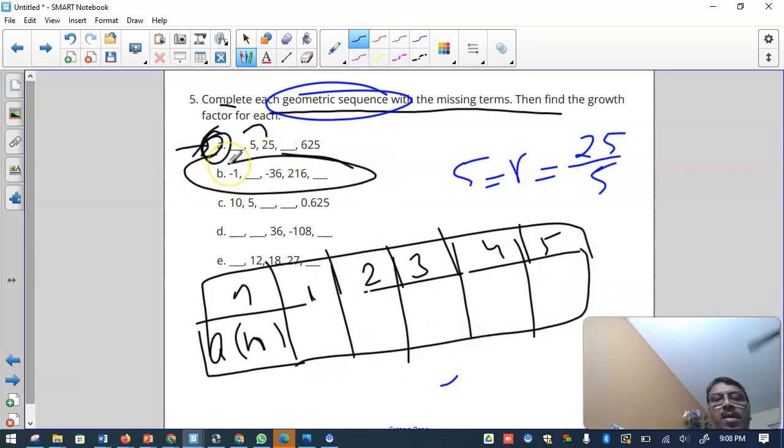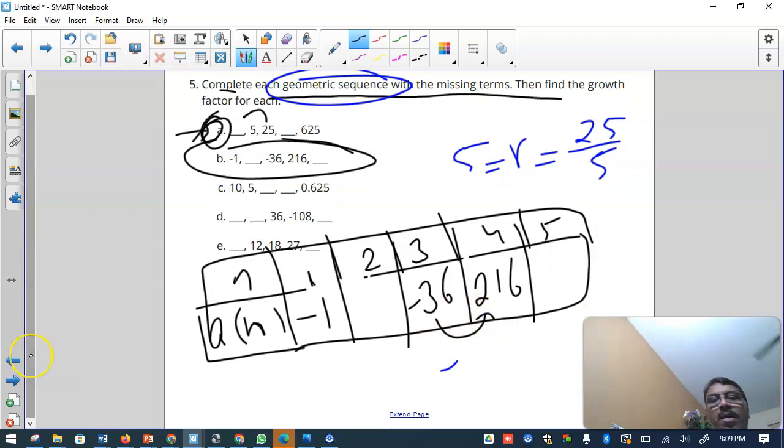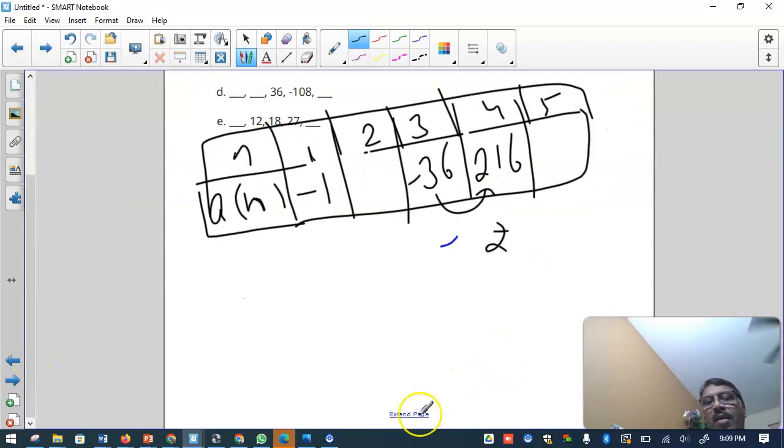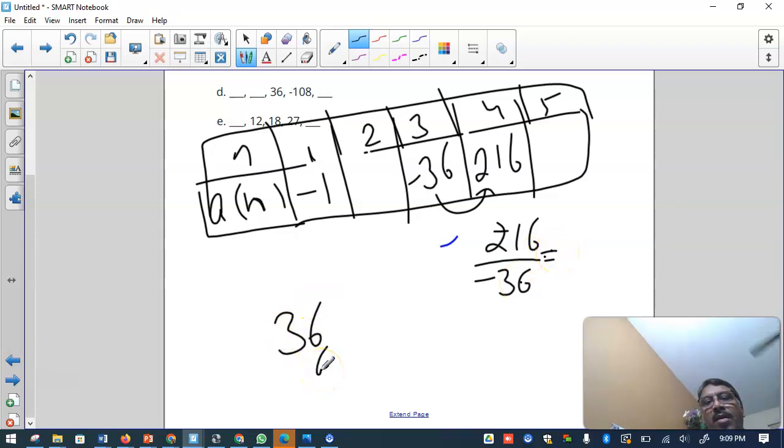The second one here is minus 1 first. There's a blank, then minus 36, then 216 and a blank. If you see this, what multiplies to get 36? So it looks difficult. So 216 divided by 36, this is the better way to do it, and you can use your calculation here. 36 times, I think it is 6, so times 6, 6 sixes are 36.